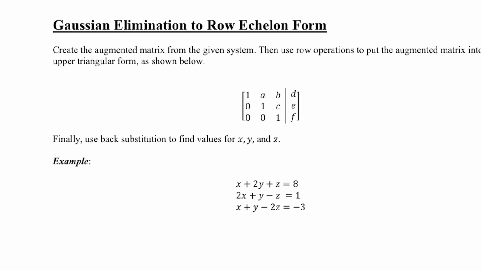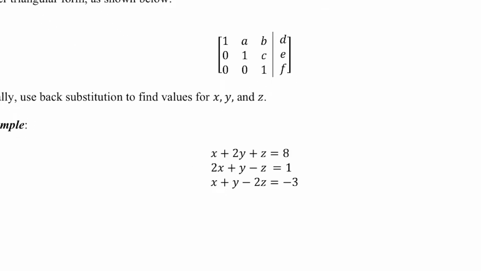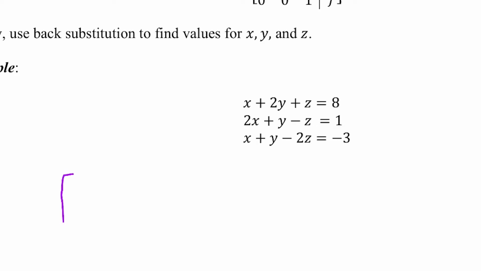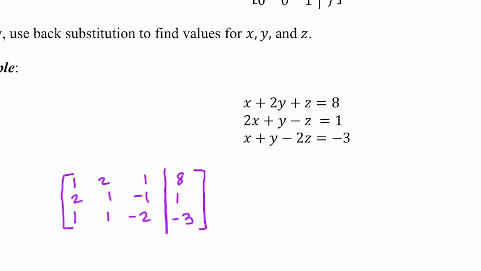So what you want to do is, if you start with a system of equations like this, you're going to create the augmented matrix first. And to do that, you're going to put the coefficients of your equations on the left-hand side. So first equation, our coefficients are 1, 2, and 1. Second equation is 2, 1, negative 1. Third equation is 1, 1, negative 2. Now, sometimes you'll see a solid line or a dashed line down the middle here. I like a solid line myself. And then you'll put your constants on this side, 8, 1, negative 3. So that is what your augmented matrix looks like.